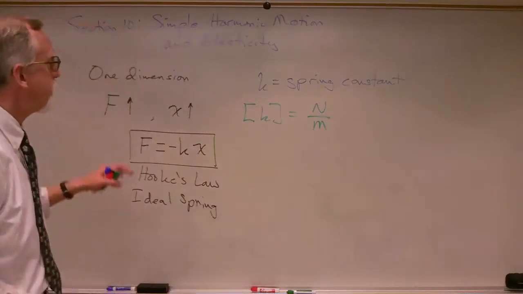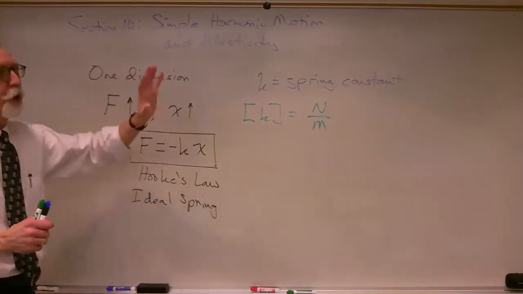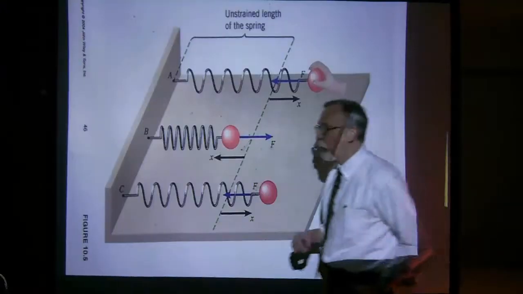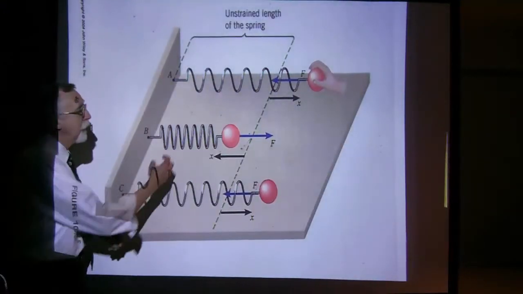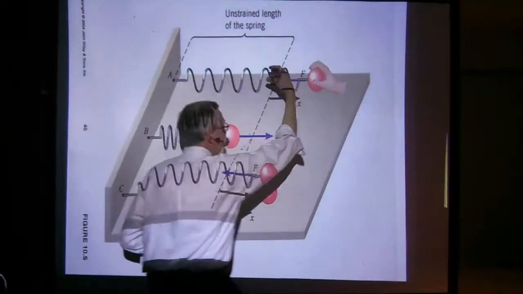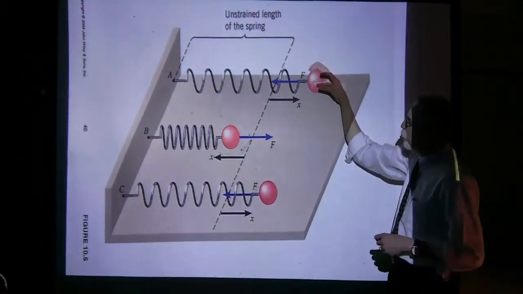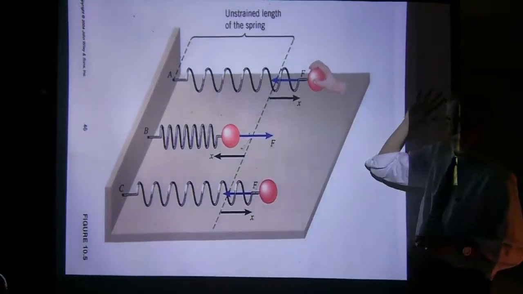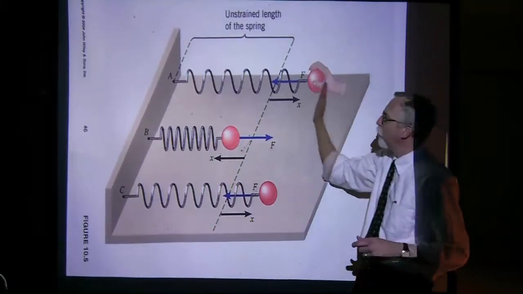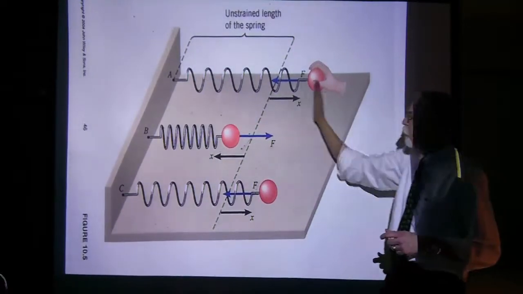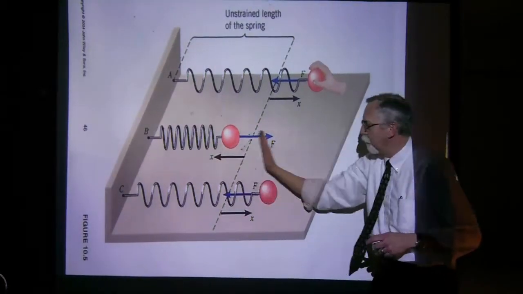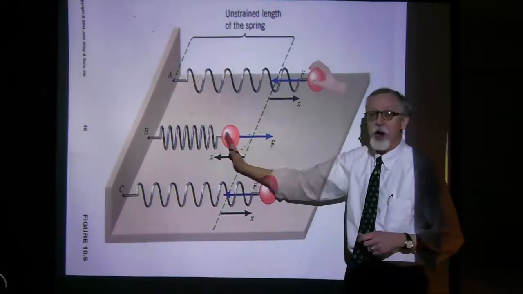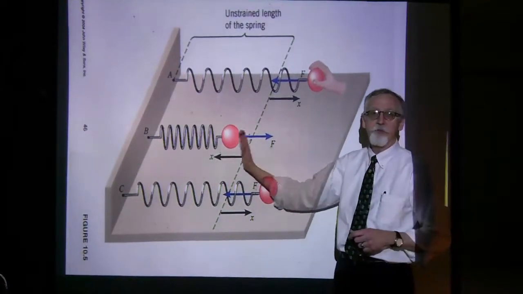All right, so now let's go back to our picture. Let's imagine that we extend the mass to one side, say up here, and then we release it. What's going to happen? Well, the spring is going to pull the mass back, and then it will push it back, pull it back, push it back. So the mass will oscillate back and forth and back and forth.